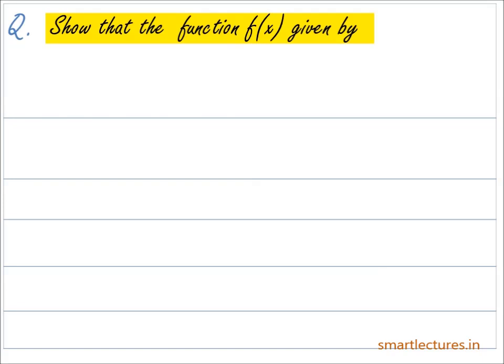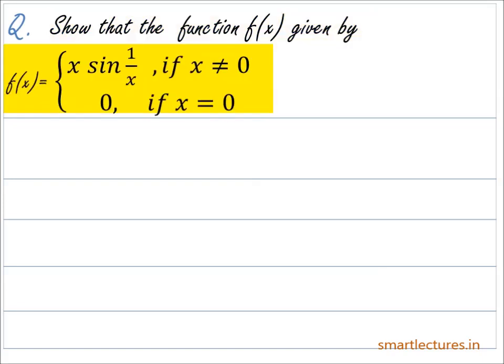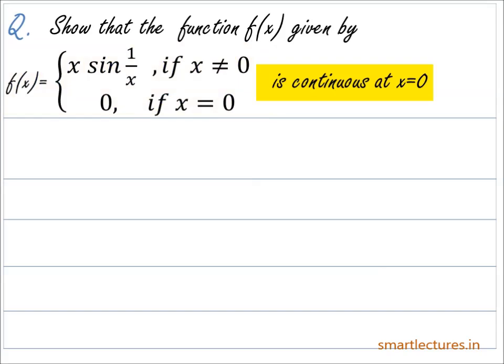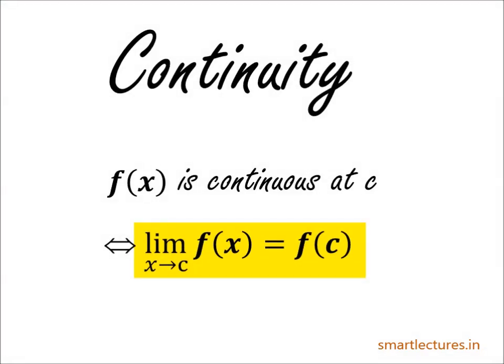Now let's solve one more question. Show that the function f of x given by f of x is equal to x into sine of 1 upon x, where x is not equal to 0, and f of x is equal to 0 when x is equal to 0, is continuous at x equal to 0. Now this function f of x will be a continuous function at x equal to 0 if its limit at the point 0 is equal to the value of the given function at the point 0.